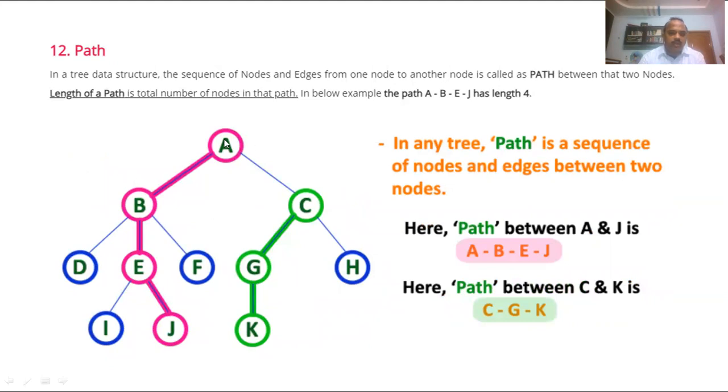Here, simply, I want to reach from A to J. Starting at A, then process B, then process C, then process J. This is the path. Then C to G, C to K. Starting from C, go to G, then go to K. This is the path of this line.